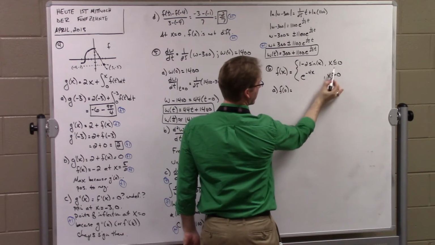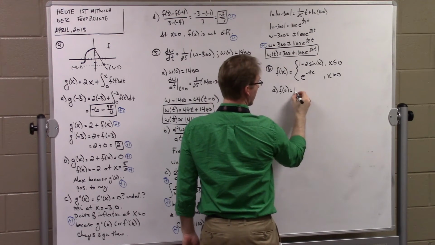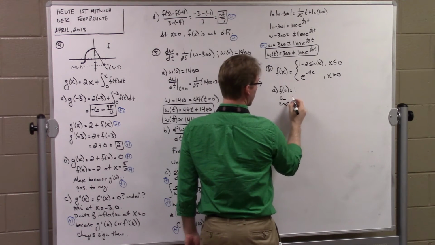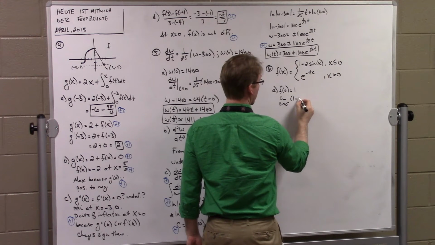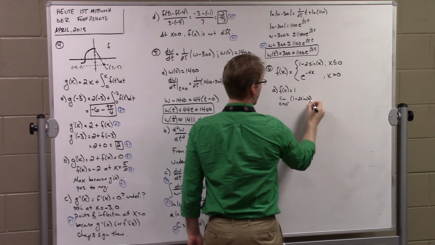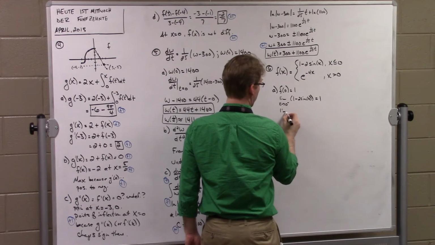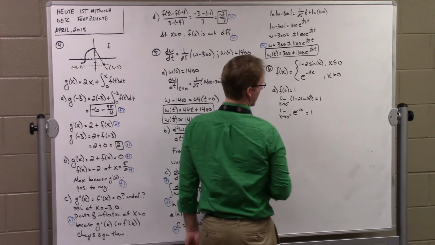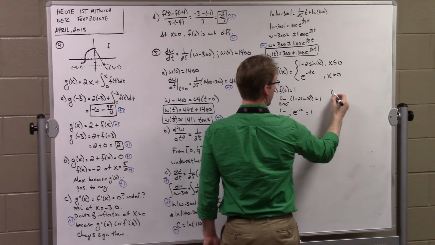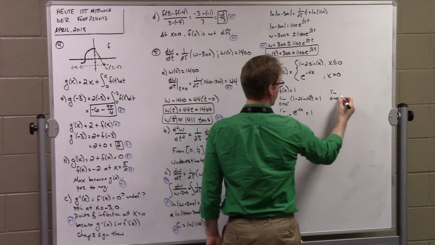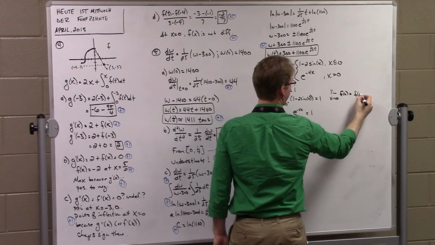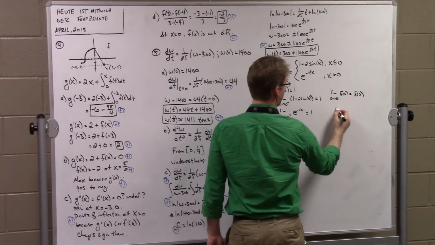Okay, so f of 0. Well, the part of the graph that uses 0 is this one, and when you stick in 0, you get 1. The limit as x approaches 0 from the left, which would be this part, is also 1, and the limit as x approaches 0 from the right is this one. And when you stick in 0, e to the 0 is 1. So the limit as x approaches 0 of f of x equals f of 0, so it is continuous.